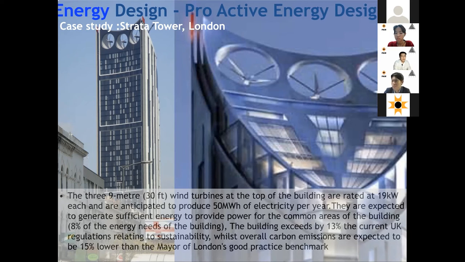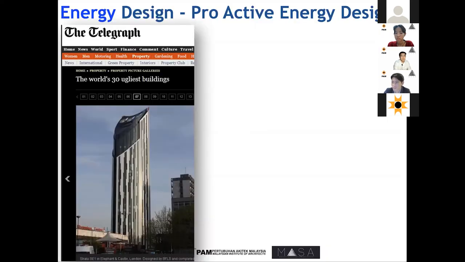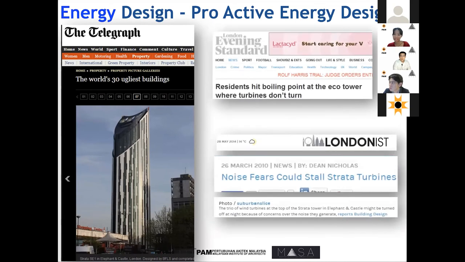However, there is a problem. It has been selected as the world's dirtiest, ugliest building. Residents hit boiling point at the eco tower where the turbines don't turn. Noise fears could stop Strata turbines. What's the problem? These three giant turbines on top of the building, when they turn, make the whole building shake, and they create a lot of noise because they are huge.